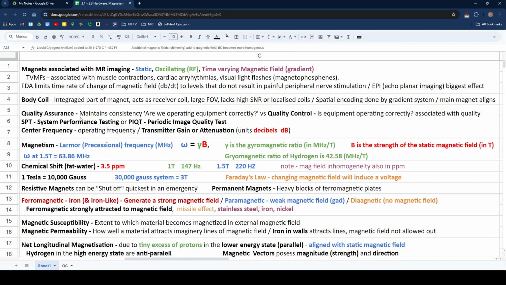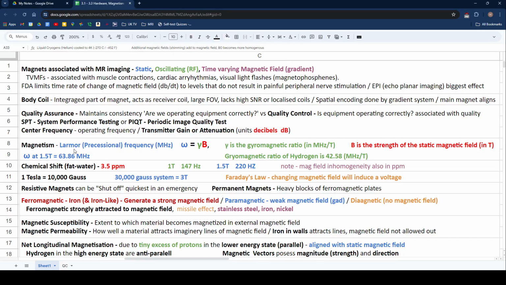Quality assurance maintains consistency. Are we operating equipment correctly? Versus quality control, is the equipment operating correctly? Associated with quality, SPT, System Performance Testing, or PIQT, Periodic Image Quality Testing. Center frequency is the operating frequency. Transmitted gain or attenuation, the units are decibels.